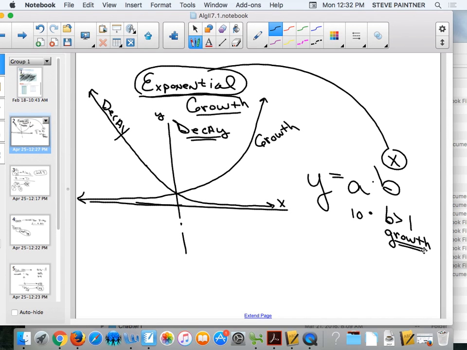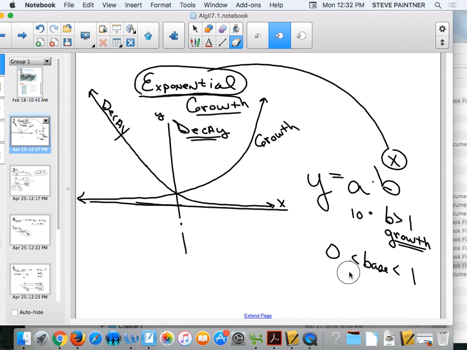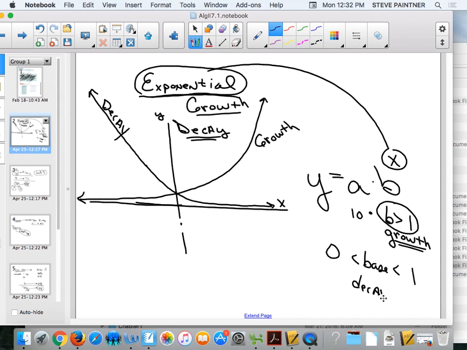You will have growth. Okay. If we're going to decay, what's the b value going to be? Less than 1. So if the base is less than 1, but what? Greater than 0. I didn't mean to put the equal sign, sorry. If the base is between 0 and 1, you are going to decay. So this is growth when the base is greater than 1. This is decay when the base is between 0 and 1.